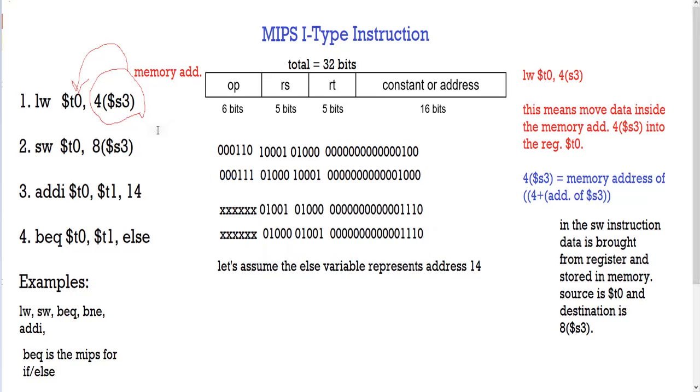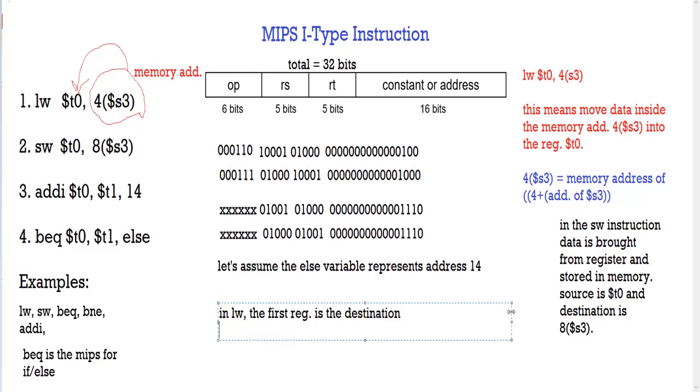Oh, an important thing you have to remember between the load and the store instructions. In the load instruction, it's from the memory to the register, so the first one on the left is the destination. In load, the first register is the destination, and in store, that is completely flipped. So in store, the first register is the source, because we're moving something from a register to a memory location. That's all you need to know for the I type instruction.